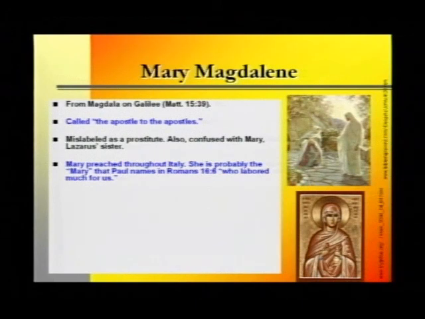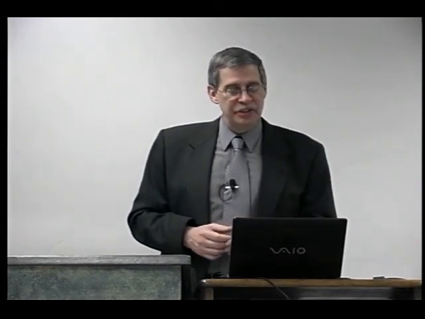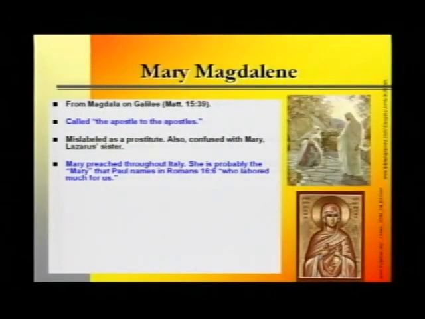If you look where they got that from, it's in the chapter preceding. It's talking about a prostitute, and then it starts talking about Mary Magdalene in the next chapter. She's the one from whom seven demons were cast out, or seven devils, or whatever. She's kind of been miscast that way. Now, Mary preached throughout Italy. She's confused with Mary, Lazarus' sister. A lot of confusion there, as we will see in this class.